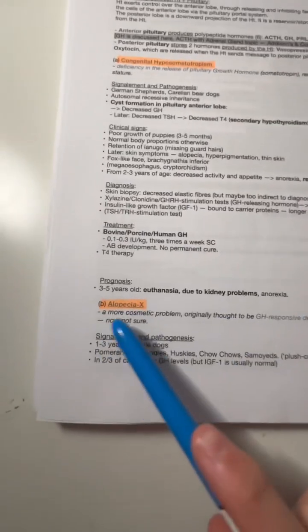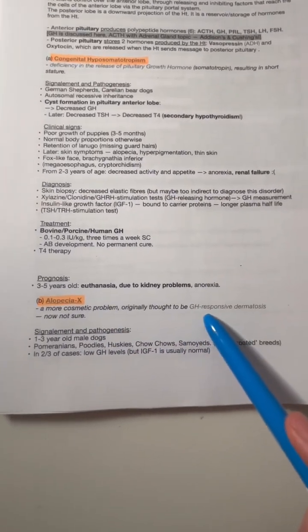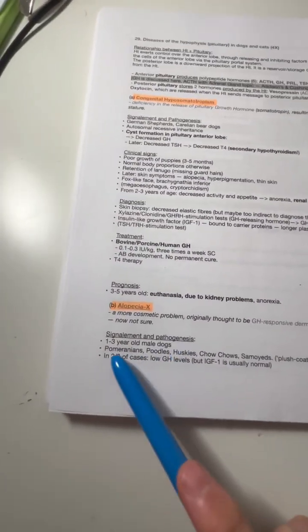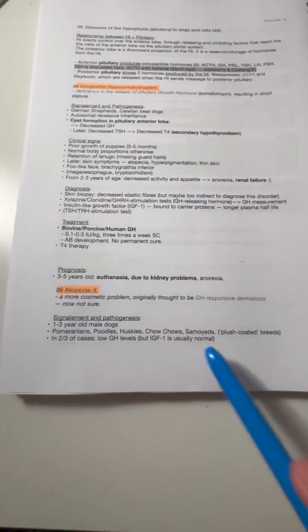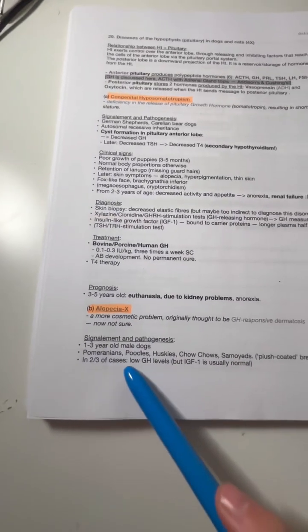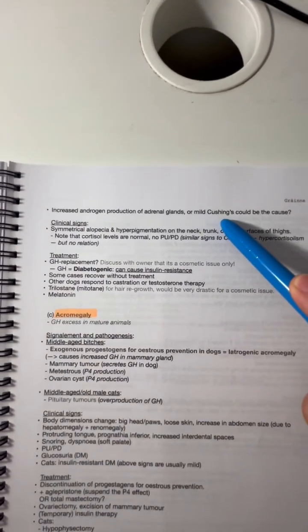The next condition is alopecia X. It's more of a cosmetic problem. It was originally thought to be a growth hormone responsive dermatosis, but now it's not so sure. For the signalment, it's usually found in male dogs that are 1 to 3 years old in plush-coated breeds, such as Samoyeds, Huskies, and Poodles, and Pomeranians. In around 2/3 of cases, they have low growth hormone. It's possible that it's a mild form of Cushing's.